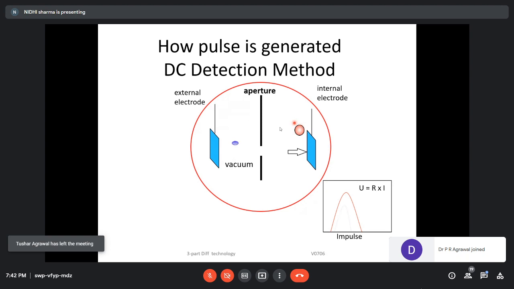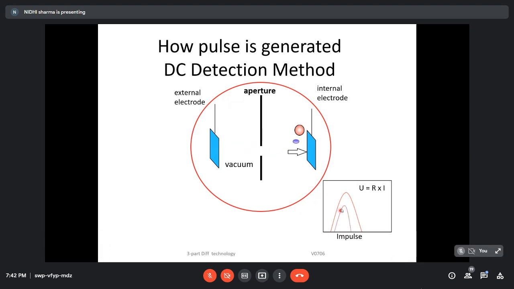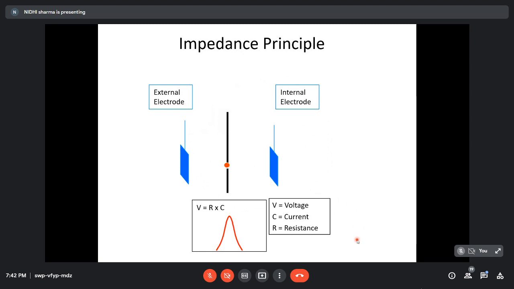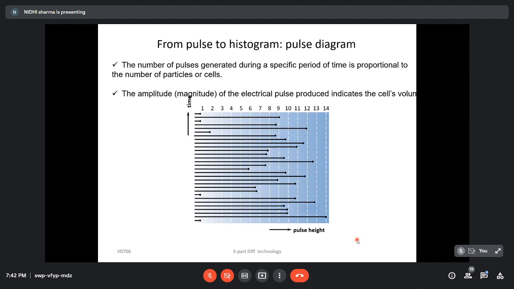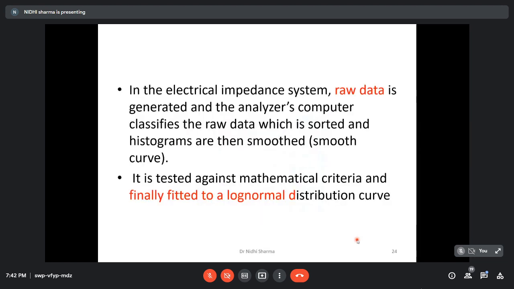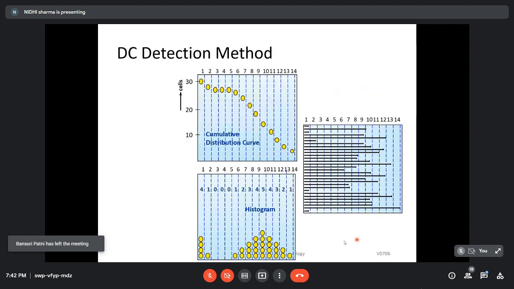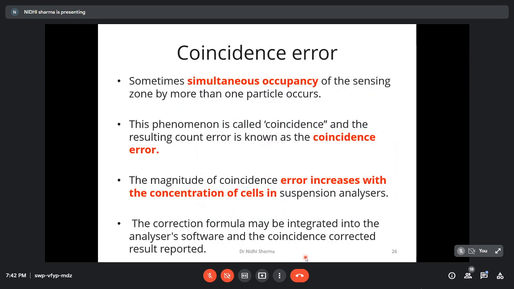Now let us look once again, if you have another cell which is passing, the current gets blocked and you have another pulse wave which is generated. So the height of this pulse and the number of these pulses that are being generated are counted in the impedance principle, and a very raw kind of data is plotted by the analyzer, in which each individual pulse height of each cell that has passed is recorded by the analyzer. Now this data is very raw and beyond any meaningful interpretation, and this is fitted into a log distribution curve, and a cumulative distribution curve helps us to give rise to a histogram of what we finally see.